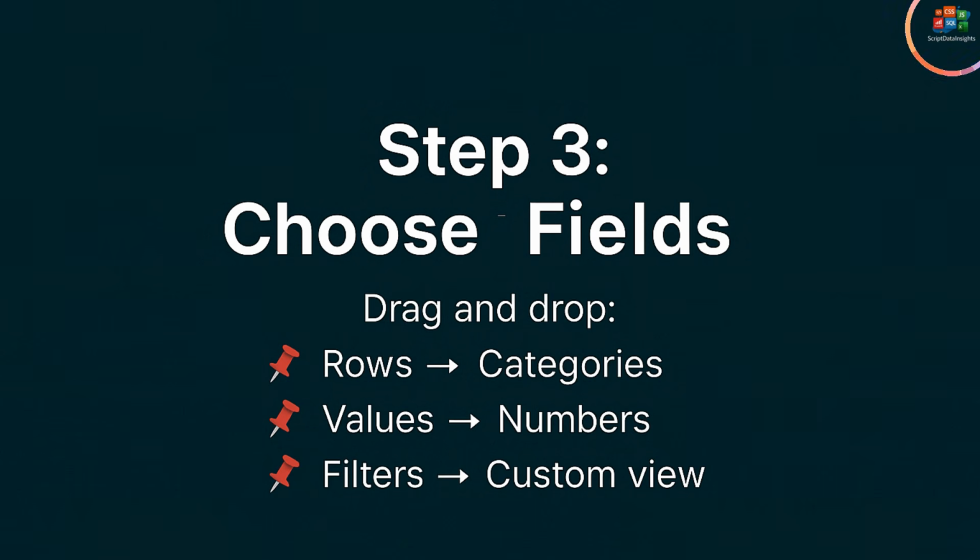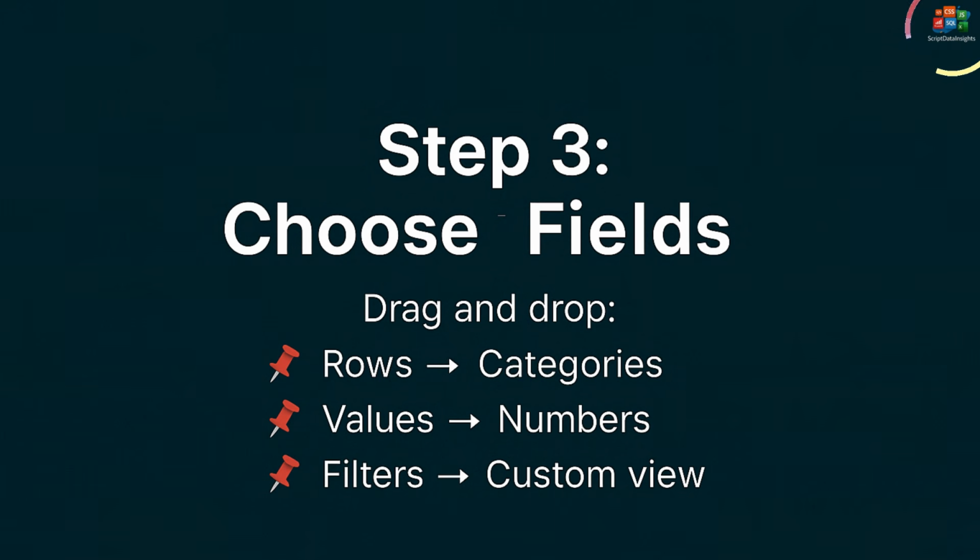Rows. Drag fields here that represent the categories you want to group your data by, such as region or product category. These will form the rows of your summary. Values. Place fields containing numerical data here that you want to sum, average, count, or perform other calculations on, like sales amount or units sold.